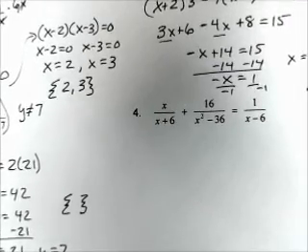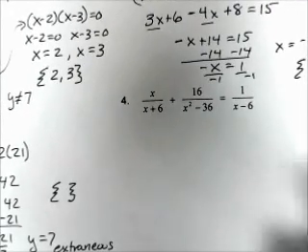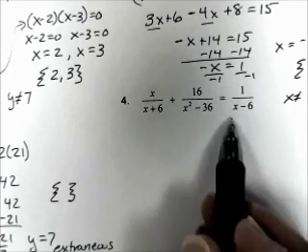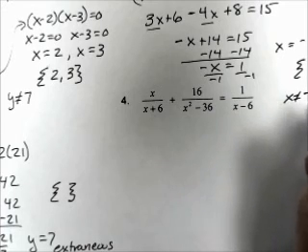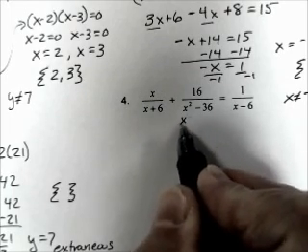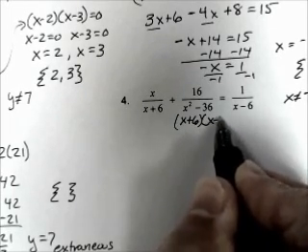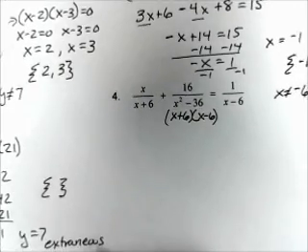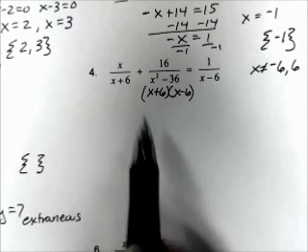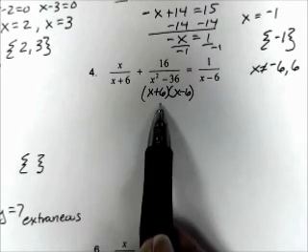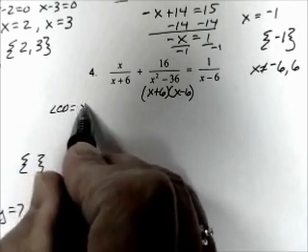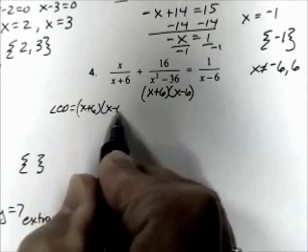Number 4, look at our denominators. X cannot equal negative 6 or positive 6. X squared minus 36, that's the difference of 2 squares. So let's factor that. Now if we look at our denominators, what is our least common denominator? This seems to be largest. Yep, x plus 6 will divide into it, so will x minus 6. So our least common denominator is x plus 6 times x minus 6.